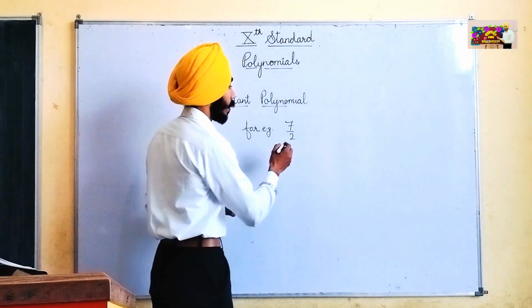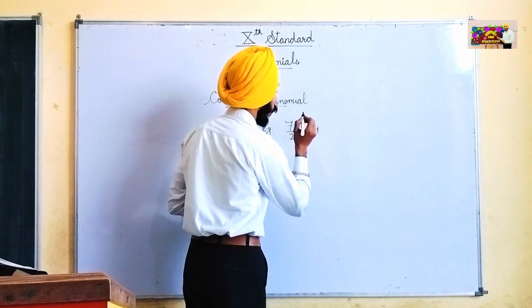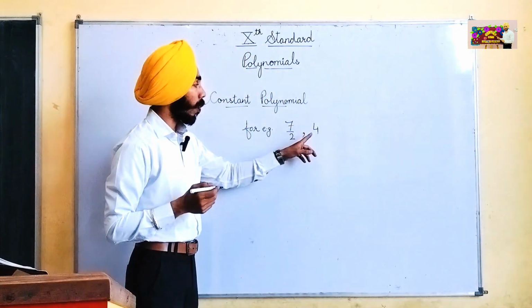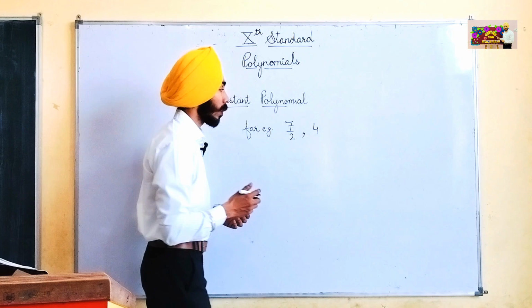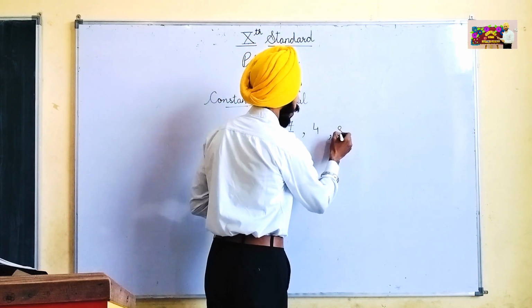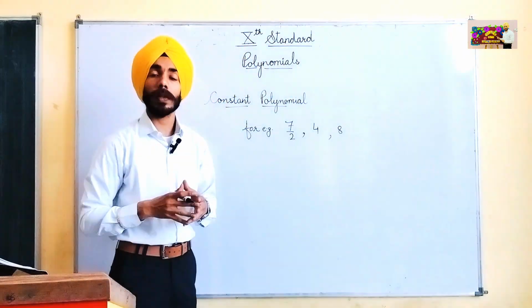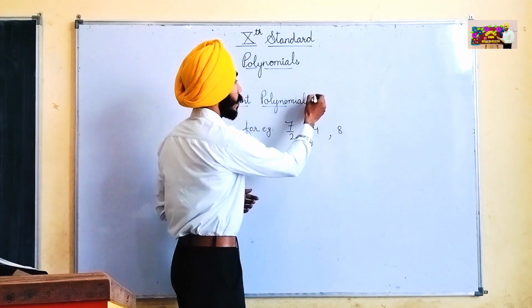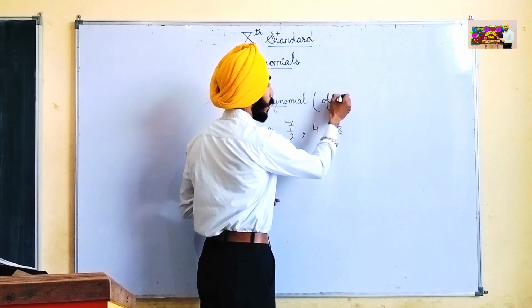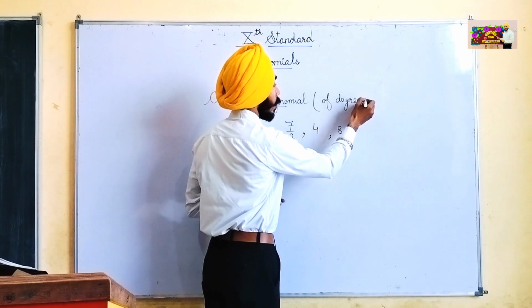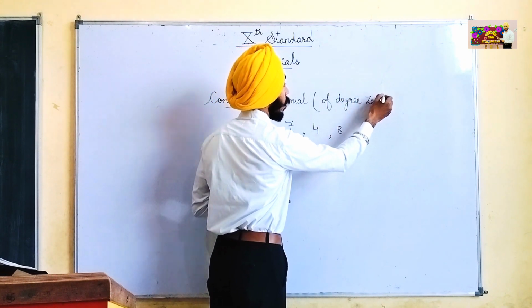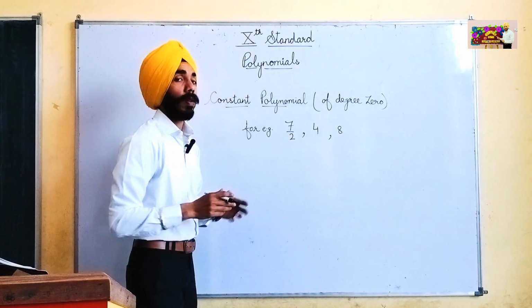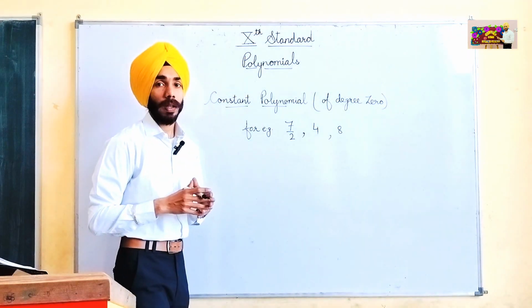Another example is 4. This is also constant polynomial. 8. Also constant polynomial. So it means constant polynomial is degree 0. That polynomial is known as constant polynomial.